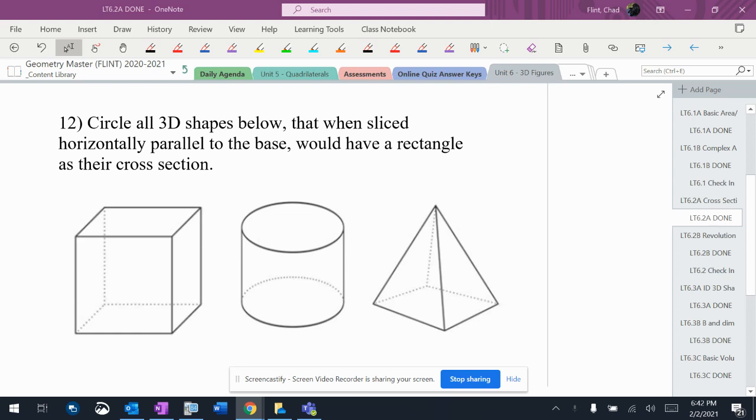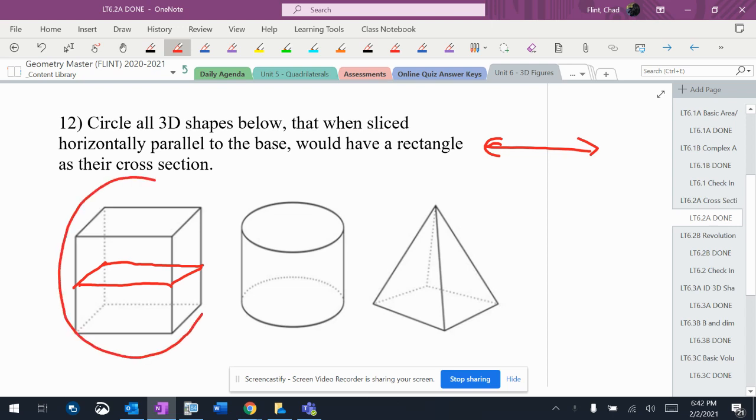If you cut this horizontally, parallel to that base, and that just means literally cut it this way flat, all right, are you going to get a rectangle or not? Well, if I cut the prism like that, it would cut it off there, and there, and there, and like that. Now, that's not the greatest drawing in the world, but it is going to be a rectangle when you open it up. So that's one of them.